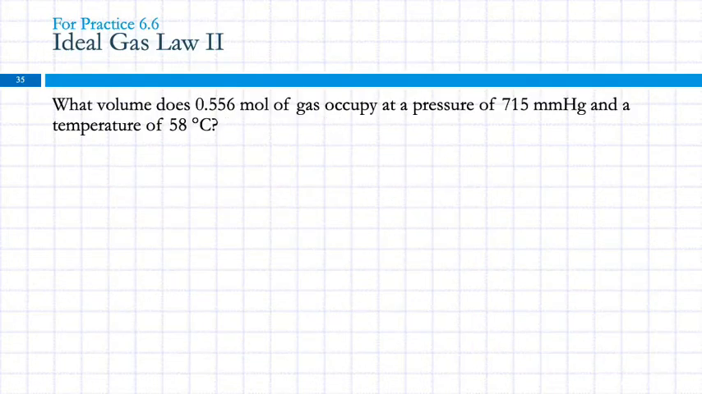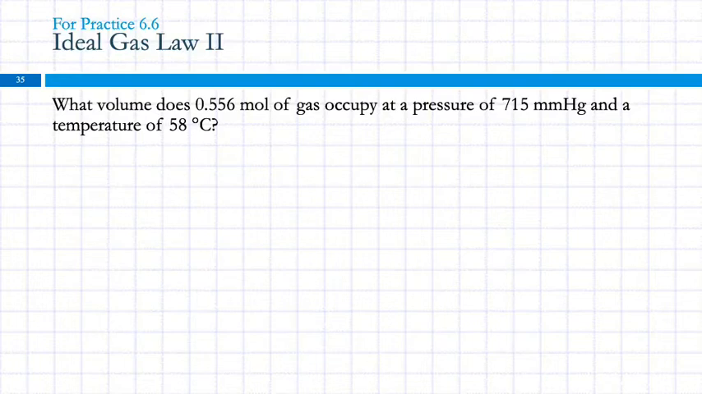There's the answers. Let's do another one. What volume does 0.556 moles of gas occupy at a pressure of 715 millimeters of mercury and a temperature of 58 degrees Celsius? So, aside from the title, Ideal Gas Law 2, as I'm reading this, I'm seeing there's one amount of gas, there's one pressure, there's one temperature, there's no mention of things heating up or cooling or changing in any way. That's a big clue that this is an ideal gas law problem.